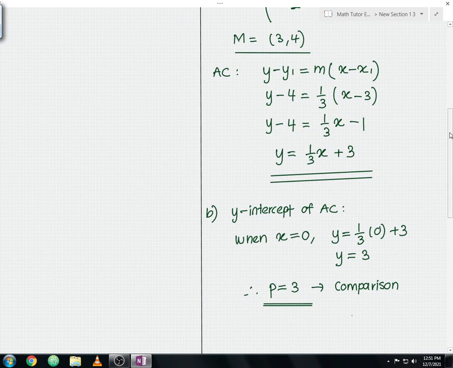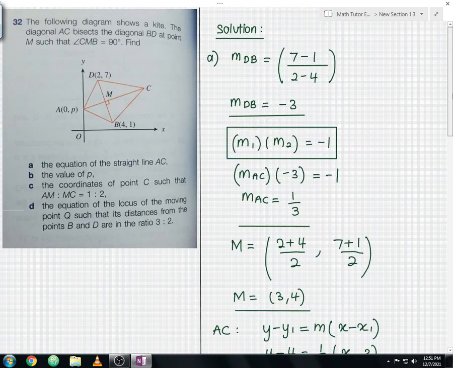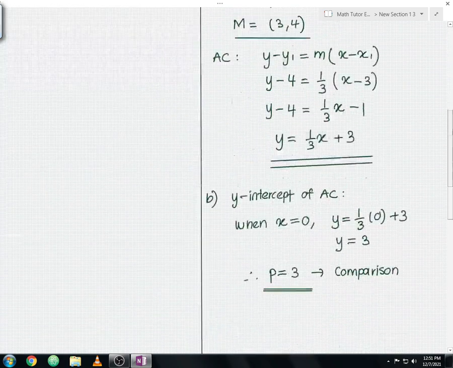Okay, so from here let us continue our discussion for the question part C, where we need to find the coordinates of point C such that the ratio of AM to MC is equal to 1:2. So what we're going to do is sketch the straight line of point A, point M and point C. So please wait, guys.